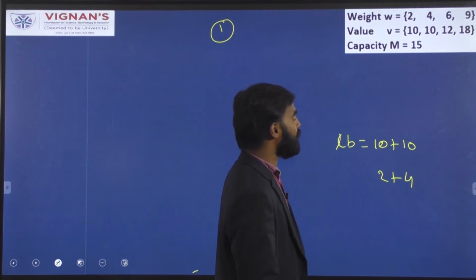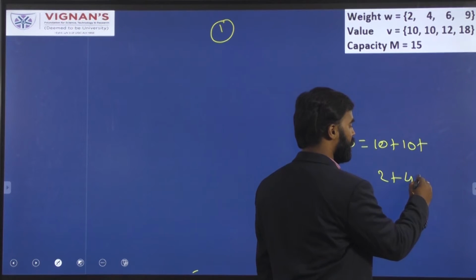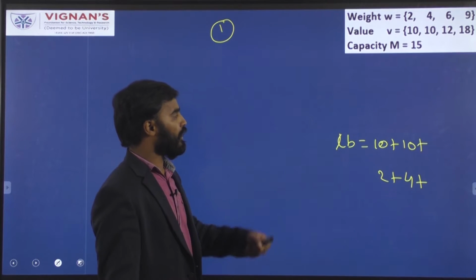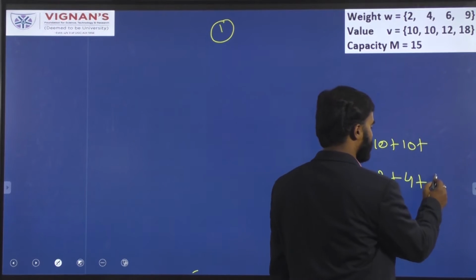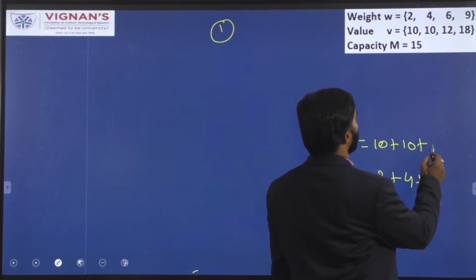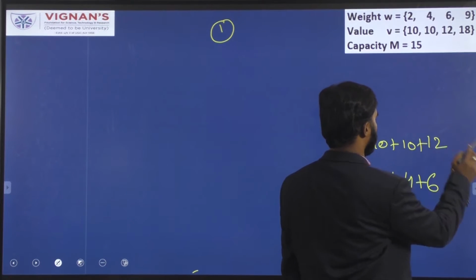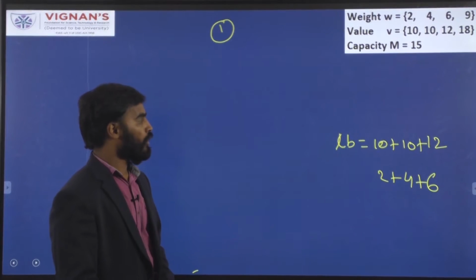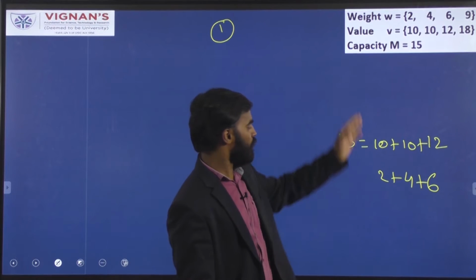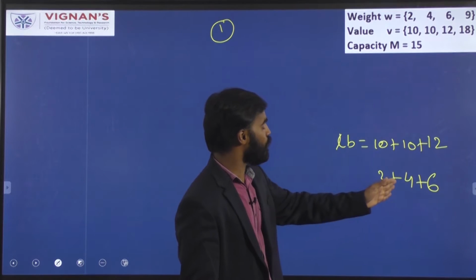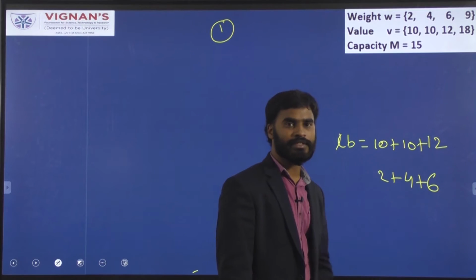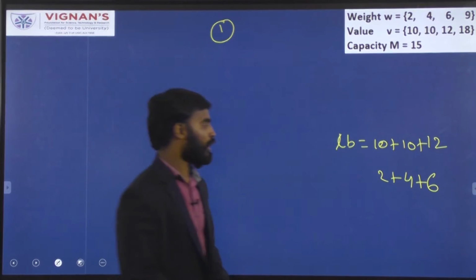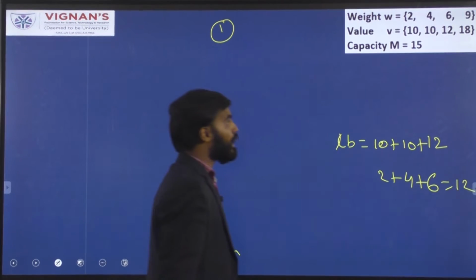Can I add the third item? If I add the third item, the weight becomes 12 and the profit becomes 32. So I am yet to exceed the capacity. So far I added 3 items: item 1 whose weight is 2, item 2 whose weight is 4, item 3 whose weight is 6. 2 plus 4 is 6, 6 plus 6 is 12. So far the weight is 12. Can I add the fourth item?